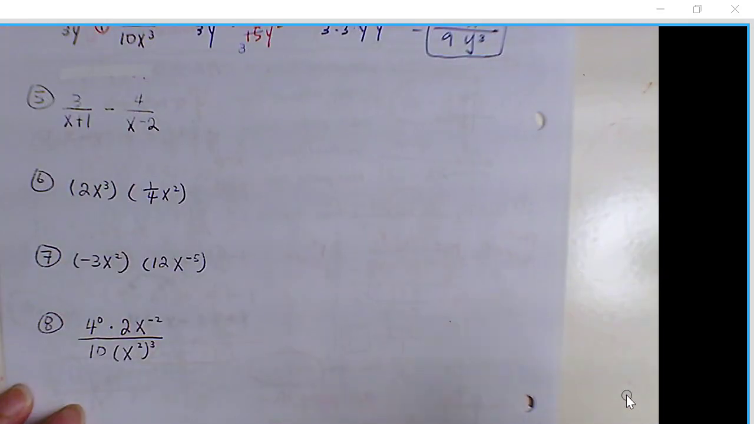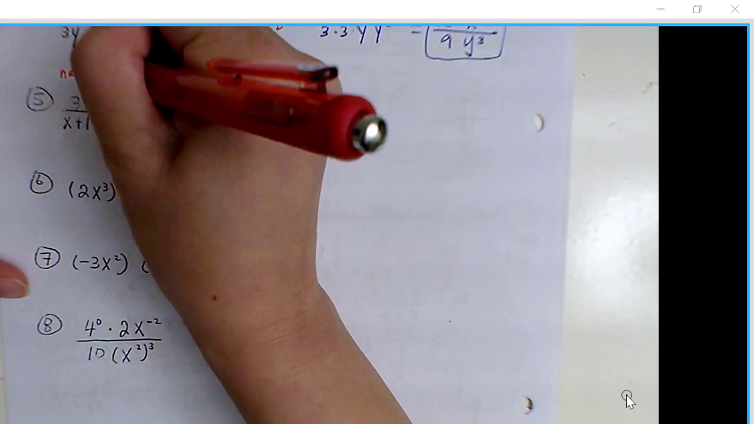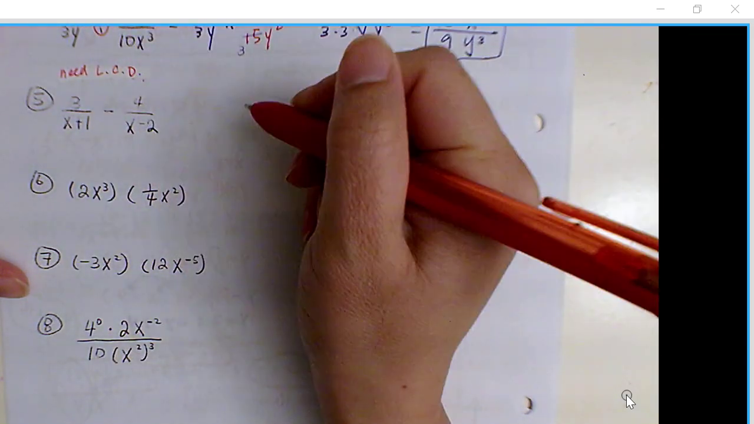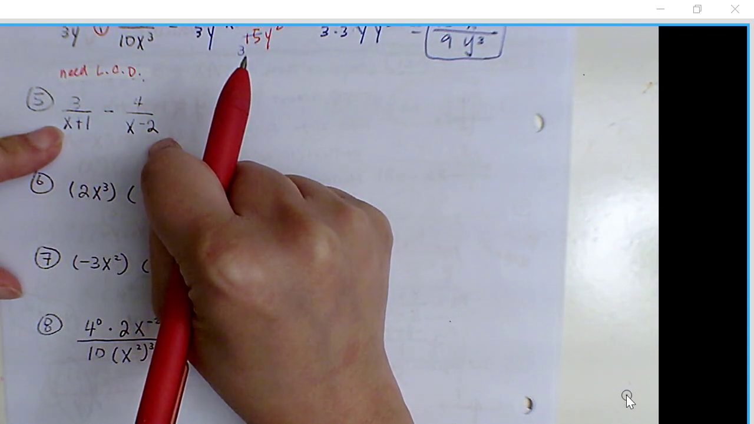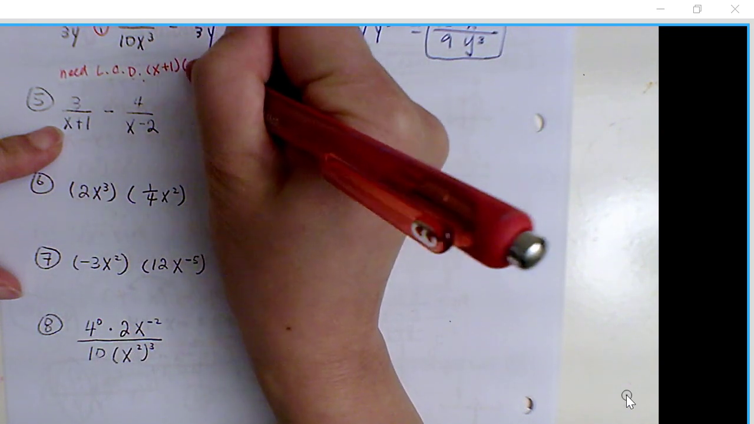Are we okay? Next, we are looking at number 5. Number 5 is adding and subtracting fractions. So when you add and subtract fractions, you're going to need what? We're going to need them to have the same denominator. So I'm going to need a lowest common denominator, and that needs to cover both x plus 1 and x minus 2. So basically, we just need to multiply the 2 together, right?